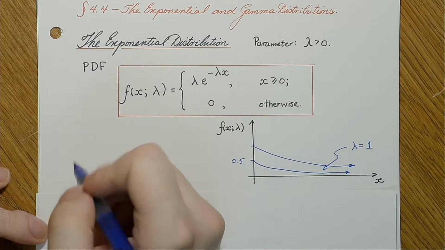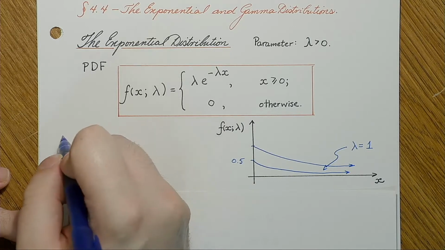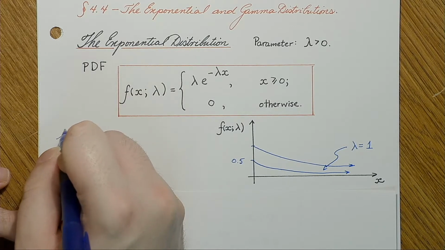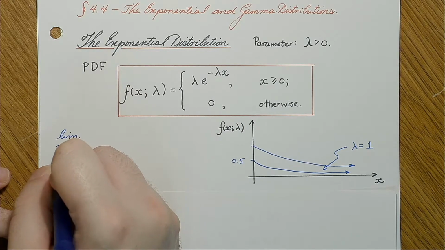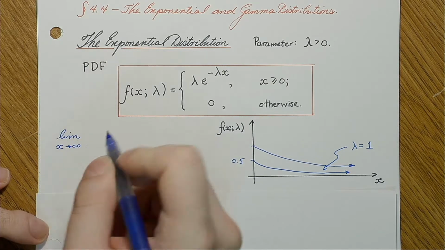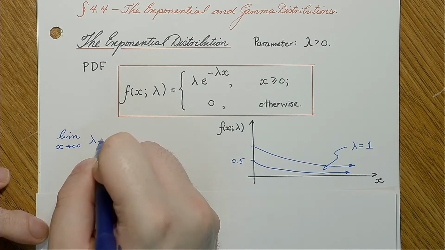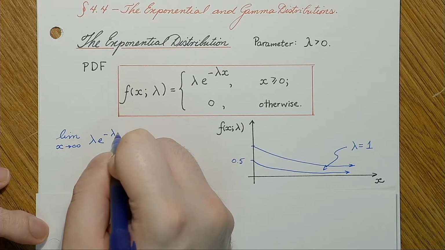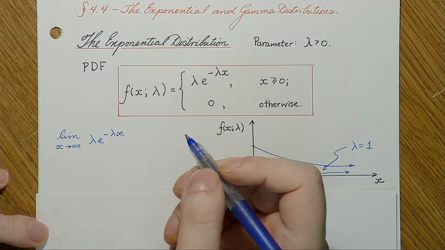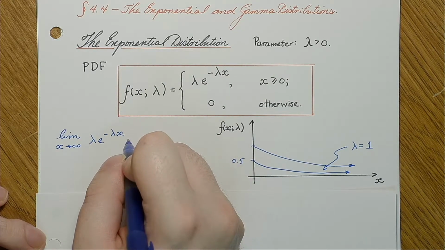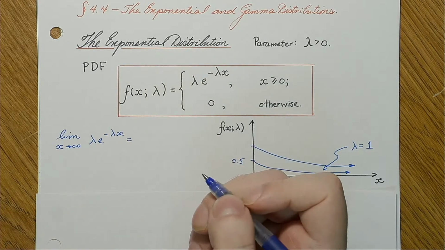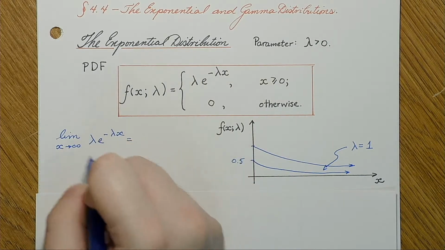The other thing to note, here's a question then. What's the limit as x goes to infinity of lambda e to the minus lambda x? So in the chat, can you just tell me what that value is?